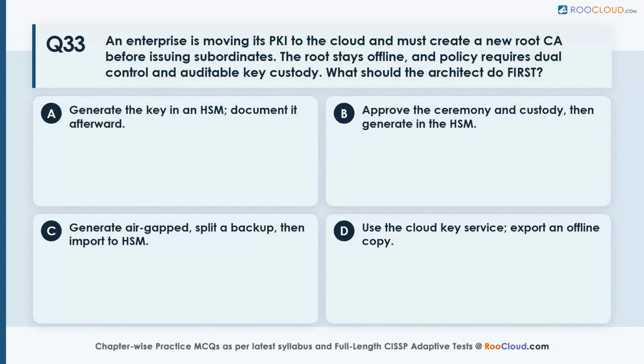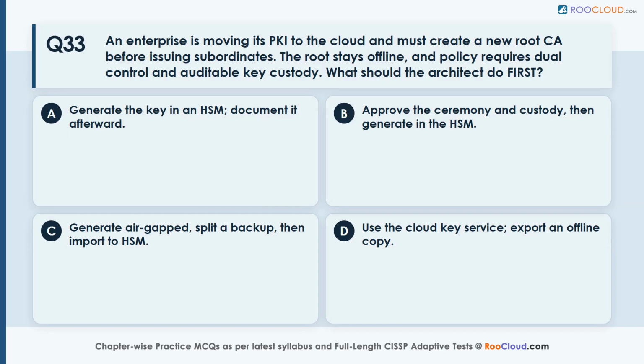A root CA key is the most consequential secret an enterprise creates, and policy already demands dual control and auditable custody. Sequence is everything. Option A generates the key in a hardware module, then documents the procedure afterward. That performs the ceremony before it was authorized and documents it backwards. Option C generates it on an air-gapped workstation and imports it later. That means the key existed outside the protected boundary, weakening the custody chain.